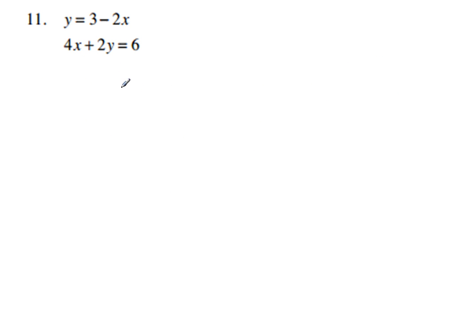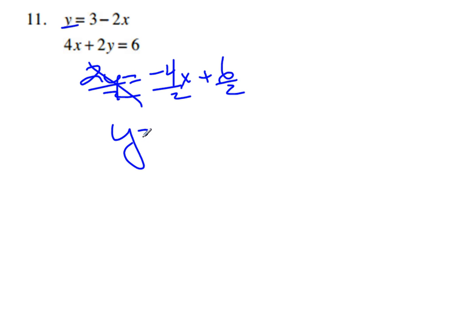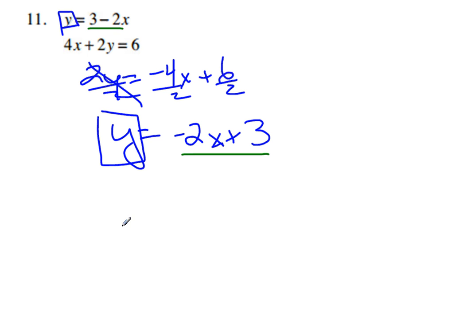All right, back to the one I accidentally skipped. Equal values method. It's kind of old here, but I'll work through it. I'm going to solve for y. So I get 2y equals negative 4x plus 6. I'm going to divide everything by 2. So y equals negative 2x plus 3. And then this y and that y are the same. So I make this quantity equal to that quantity. So 3 minus 2x equals negative 2x plus 3.